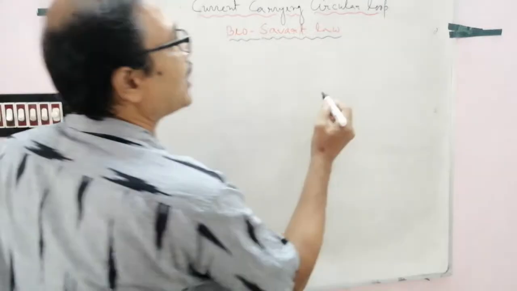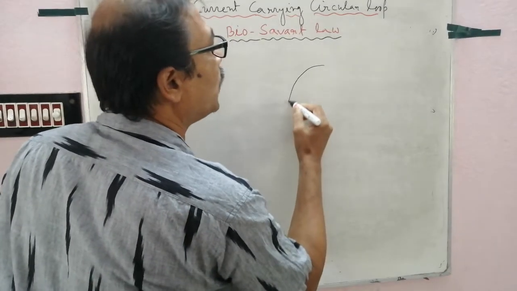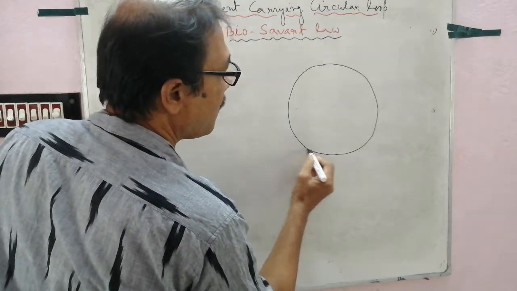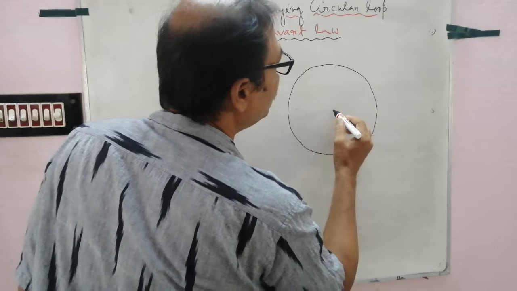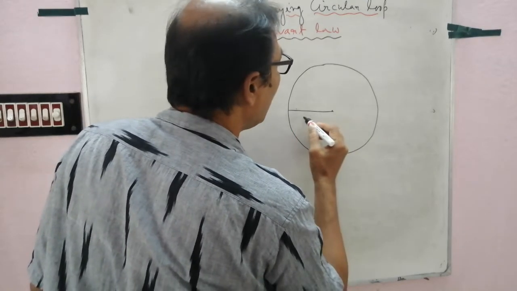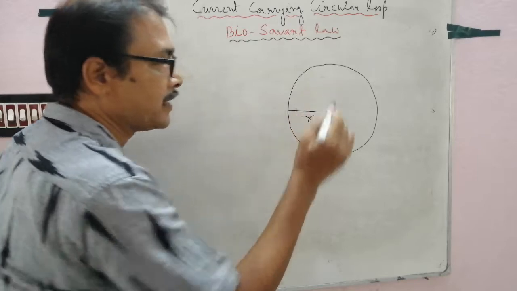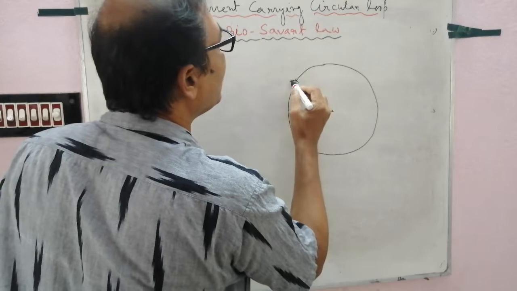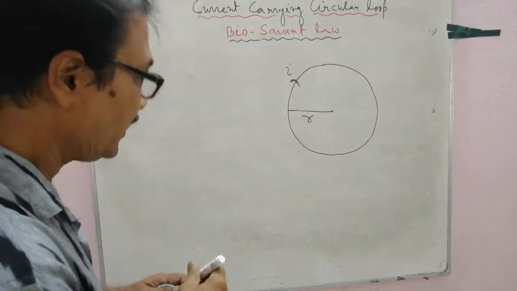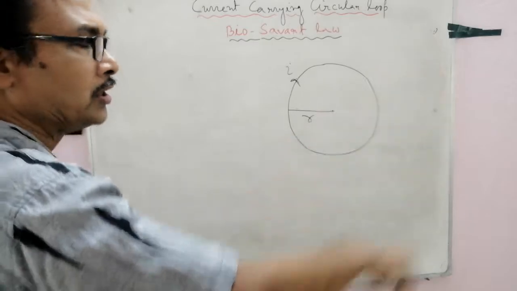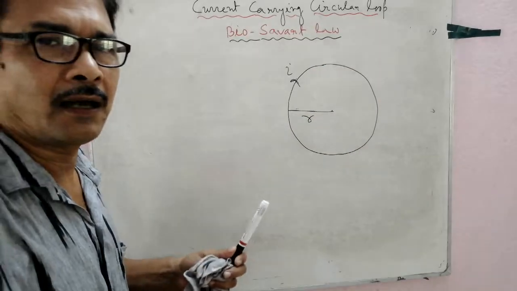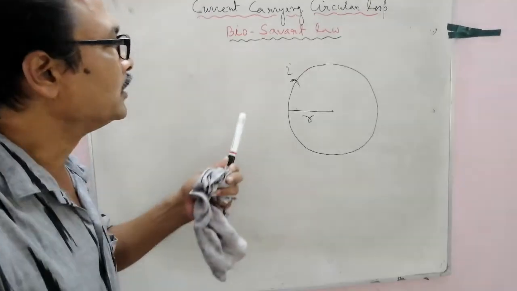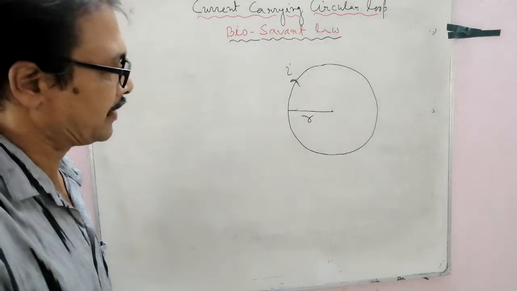Follow. Current carrying circular loop. This is a circular loop. The radius of the loop is R. Let a circular loop and the current flowing through it is I in the clockwise direction. Maybe you take it in the anti-clockwise direction. So a current carrying loop, the current through it I and the radius R.